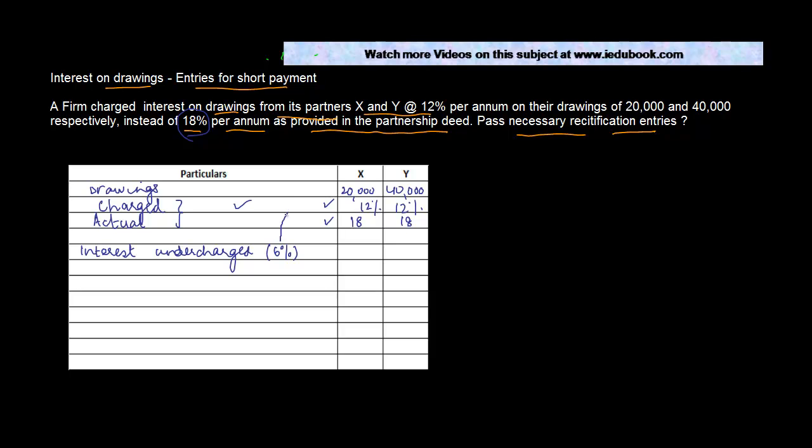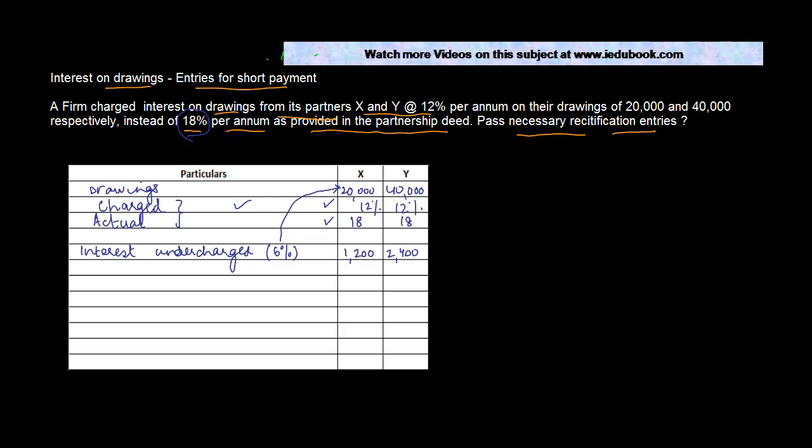So we directly calculate 6% of 20,000 which has been undercharged. How much is 6% of 20,000? 1200. And 6% of 40,000 is 2,400. Right? Just do the calculation separately, you'll come to these numbers.